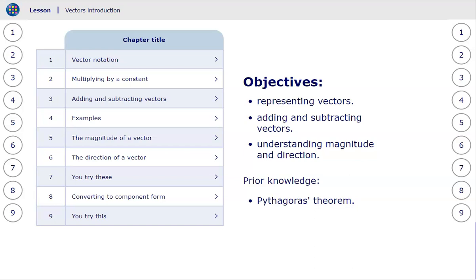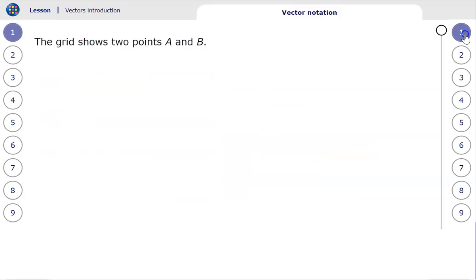Hi, in this video we're going to look at an introduction to the work on vectors. Some of this should be familiar to you, but it's still the starting point for the work that we need to do for the A2 course. So first of all, vector notation.